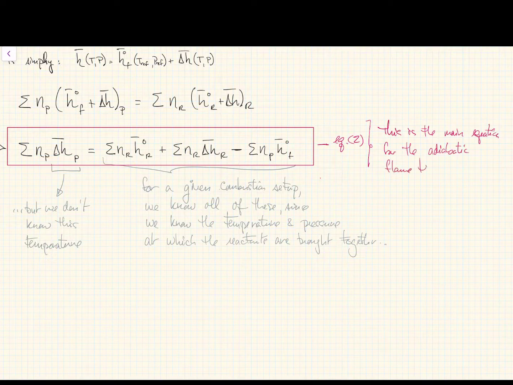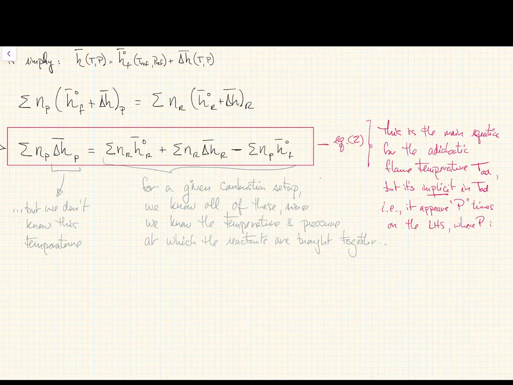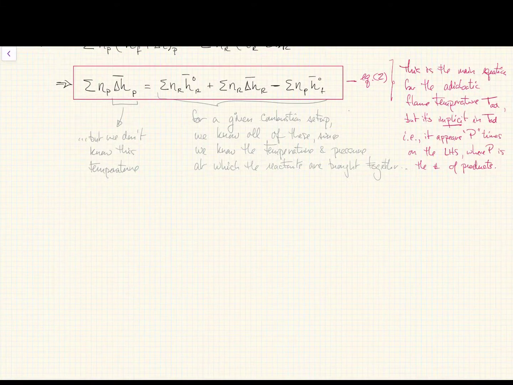Point is, though, that the left-hand side is implicit in that adiabatic flame temperature, meaning that T_AD appears in a whole bunch of terms, as many terms as we have products of combustion. So typically we're going to have to solve that iteratively in order to figure out what T_AD is, given that we know everything on the right-hand side. So we're going to change that T_AD and we're going to get a different total enthalpy on the left-hand side. Does it match the right-hand side? Yes, we're done. No, let's keep going.